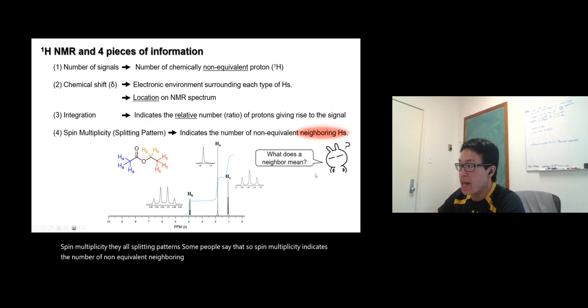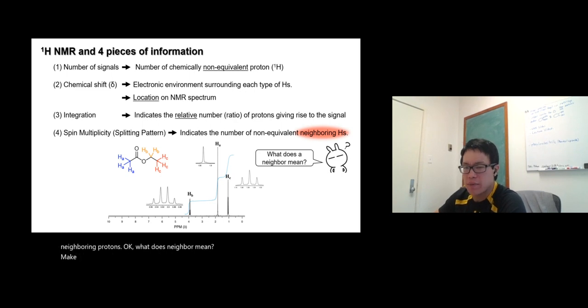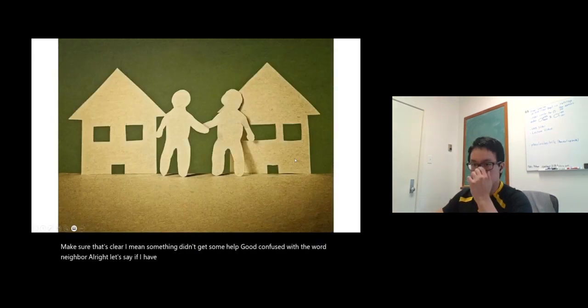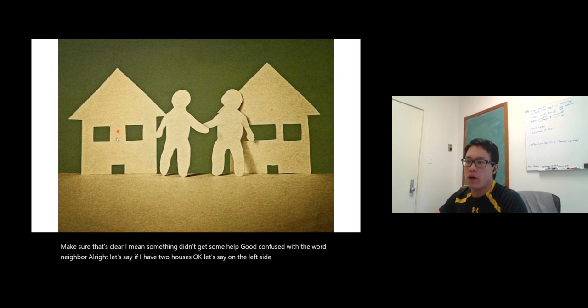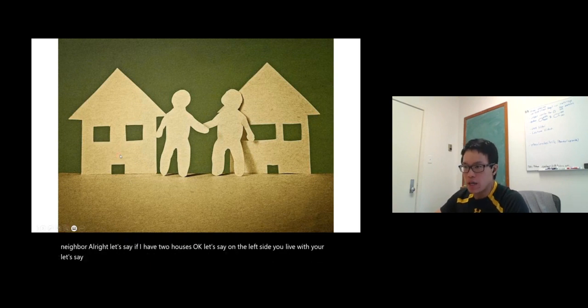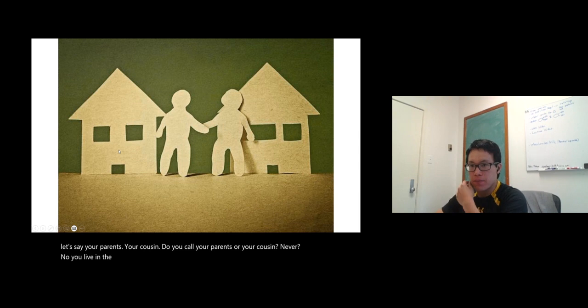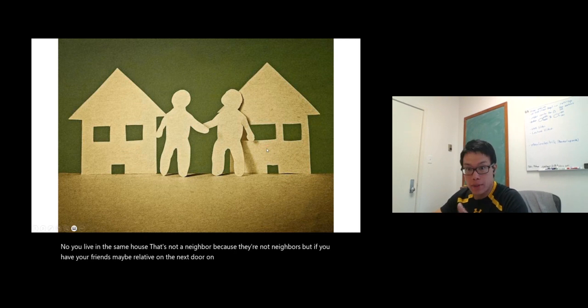We're going to focus on the word neighboring protons. What does neighbor mean? Make sure that's clear, because some students get confused with the word neighbor. Let's say I have two houses. On the left side you live with your parents and your cousin. Do you call your parents or your cousin neighbors? No, you live in the same house. They're not neighbors. But your friends or relatives in the house next door, those are neighbors.